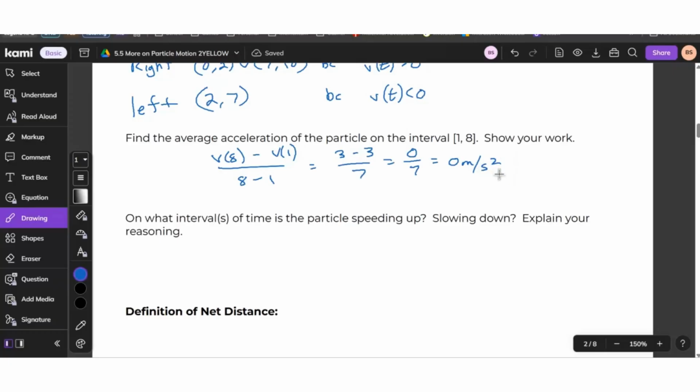We're not moving. We're accelerating. We are moving. We're not accelerating.